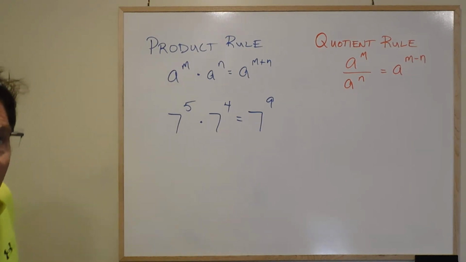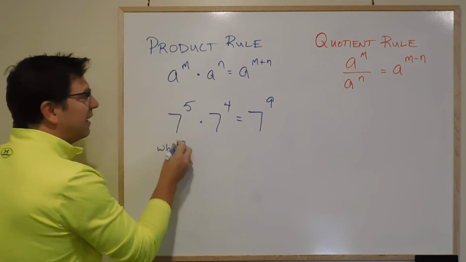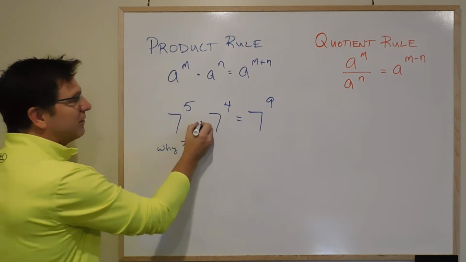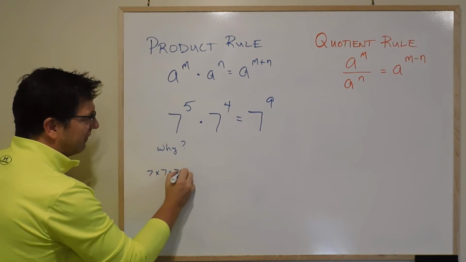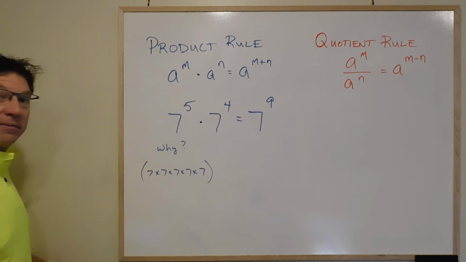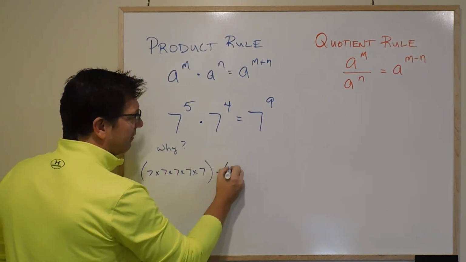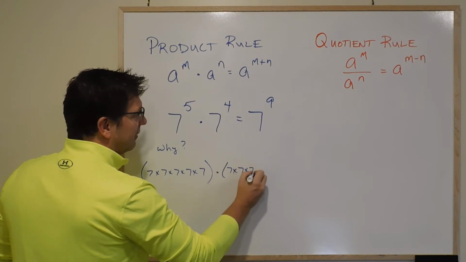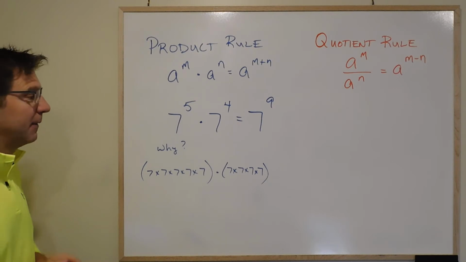And the question is why? Here's why. If I have 7 to the 5, remember this means multiplication, isn't that 7 times 7 times 7 times 7 times 7, 5 times, right? And if I have 7 to the 4, isn't that 7 times 7 times 7 times 7, 4 times, okay?